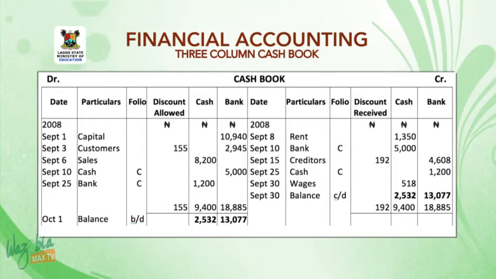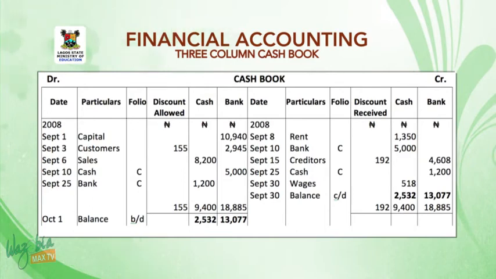Then you come to the next transaction, which is on the 15th. Paid creditors by check, less 4%. We have calculated that one earlier on. What happened to that? Money goes out. On the 15th, you record it on the credit side. Under particulars, you write creditors. Then under discount received, as we have worked earlier on, you write 192 naira. Under bank, you write 4,608 naira.